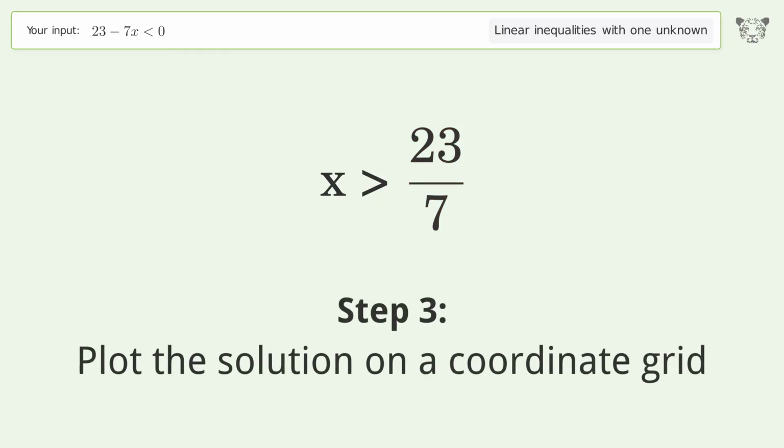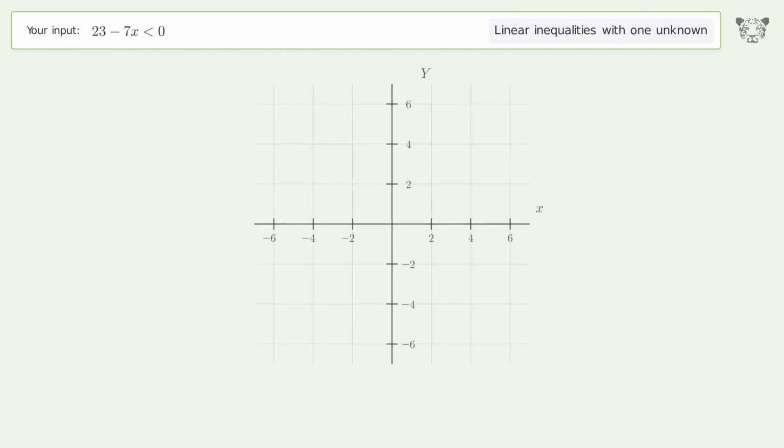Plot the solution on a coordinate grid. And so the final result is x greater than 23 over 7 greater than 32 over 7.